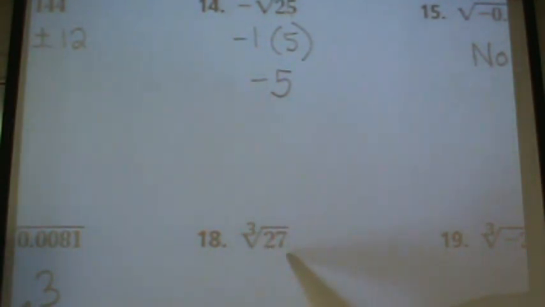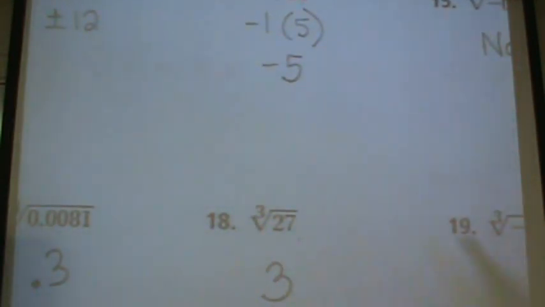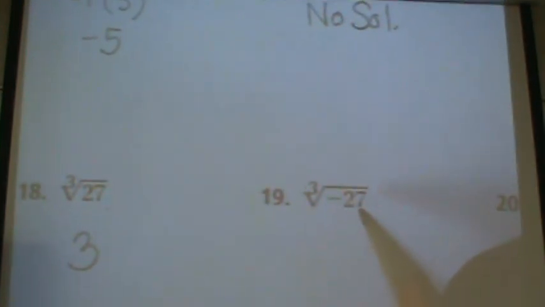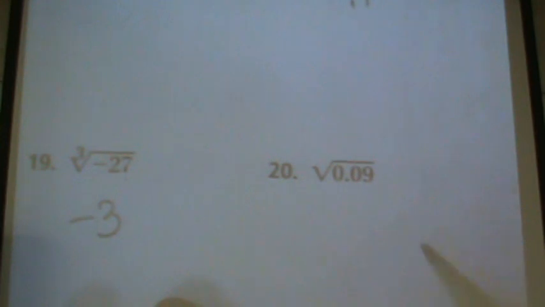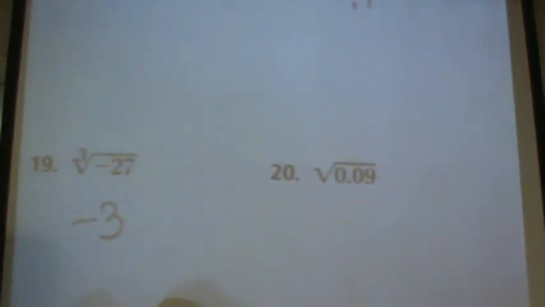What 3 numbers multiply to give you 27? That would be 3. And this one would be a negative 3. And this last one, number 20, is going to be 0.3. 0.3 times 0.3, we're looking for square root.